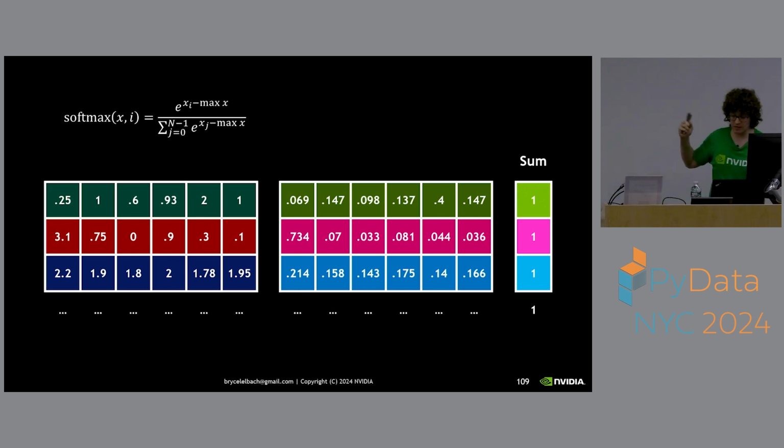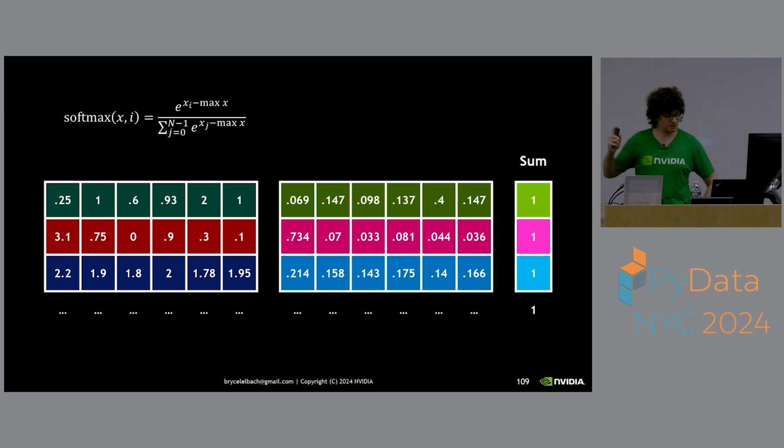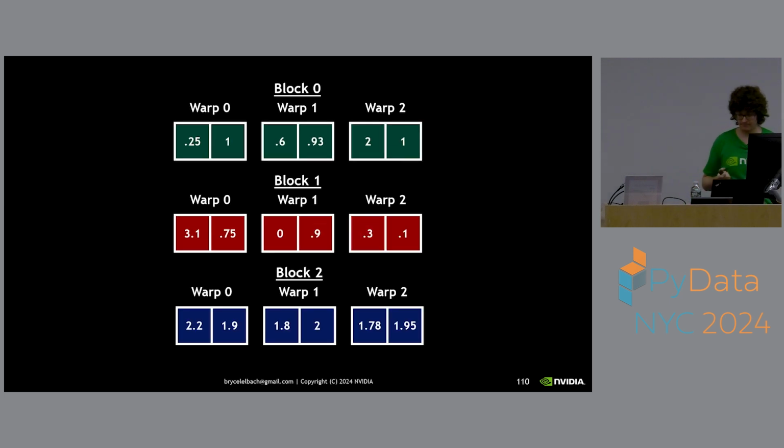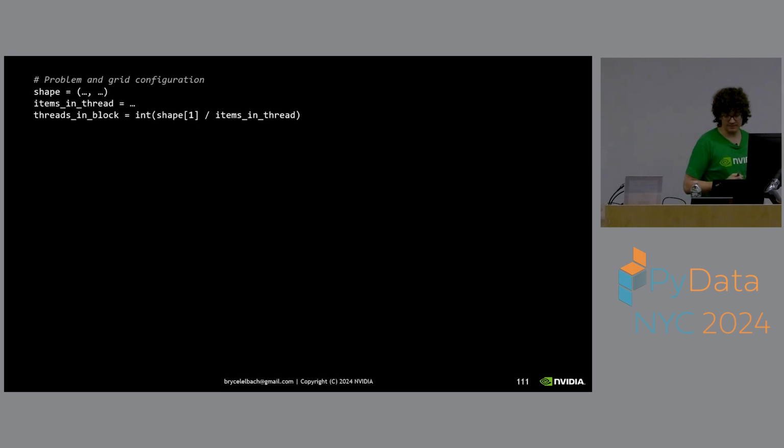Now we have to do two operations that require communications between threads here. First, we need to determine the max, and then we need to sum the exponentials up. And both of these are just reductions. So we're going to partition our input into rows, each of which will be handled entirely by a single thread block. So let's start with our problem and grid setup.